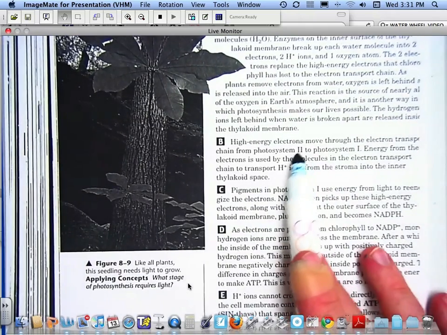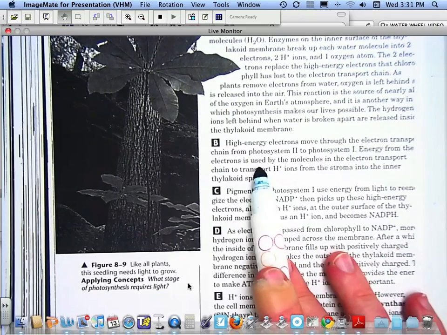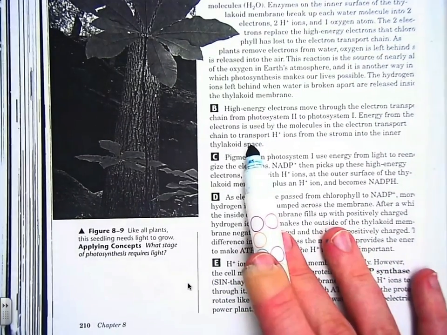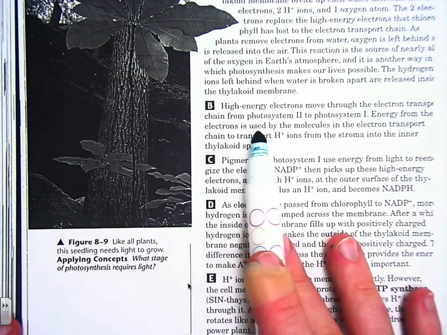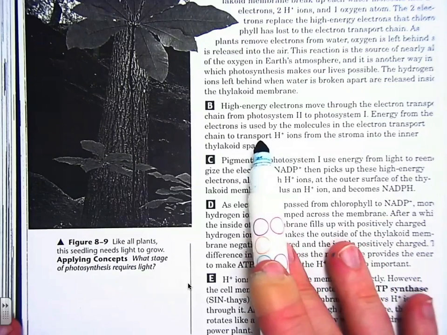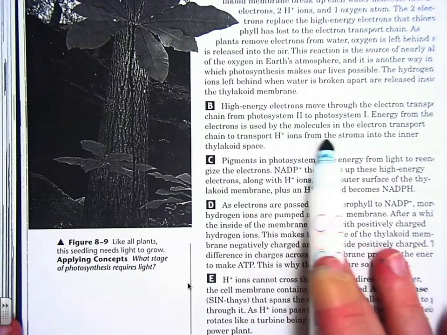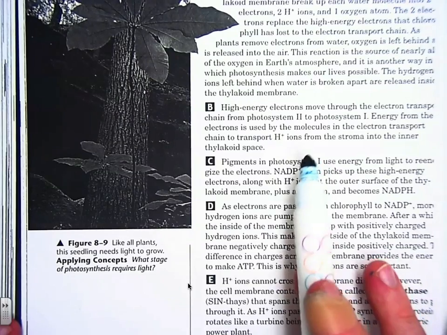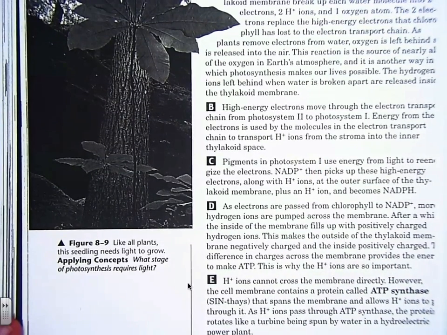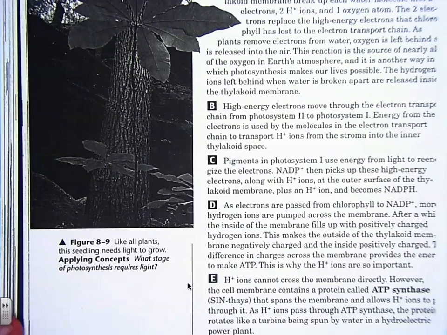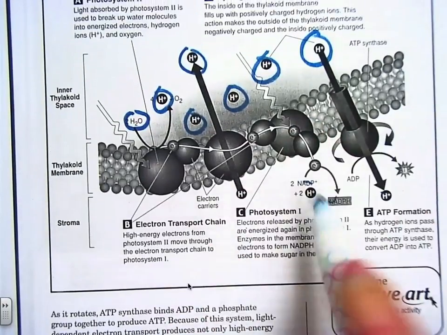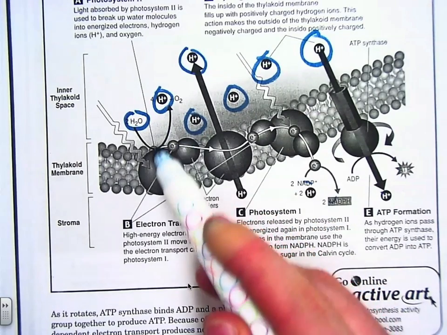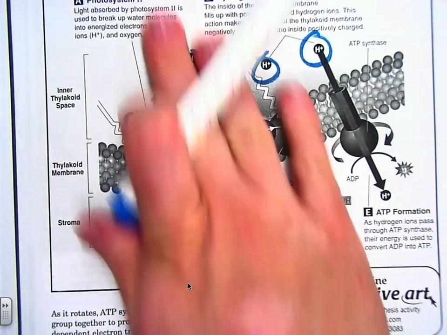High energy electrons move through the electron transport chain from photosystem 2 onto photosystem 1. Energy from the electrons is used by the molecules in the electron transport chain to transport proton ions from the stroma into the inner thylakoid space. Okay, so that's exactly what we're talking about, from the stroma to the inner thylakoid space right here. So protons are being pumped in across. How? As the high energy electrons move down the chain, that energy is used to pump protons into the thylakoid space.